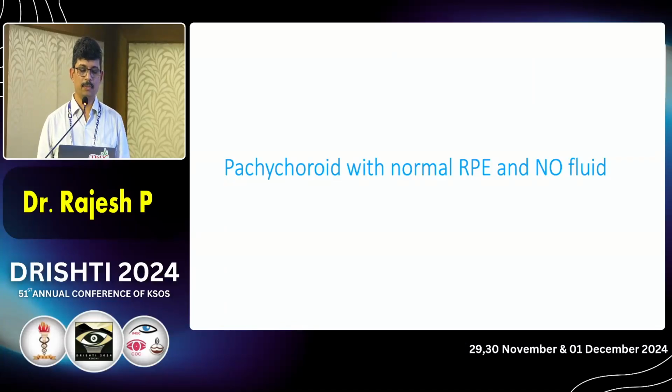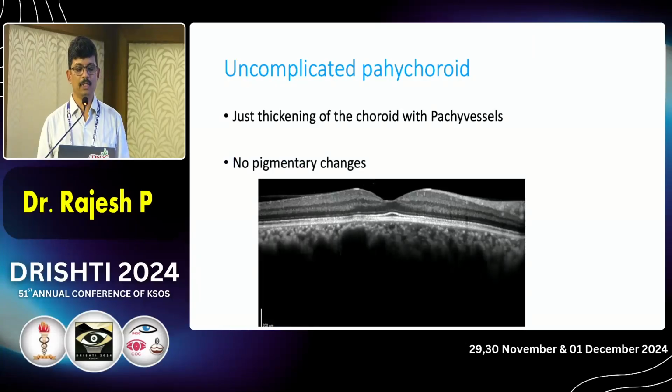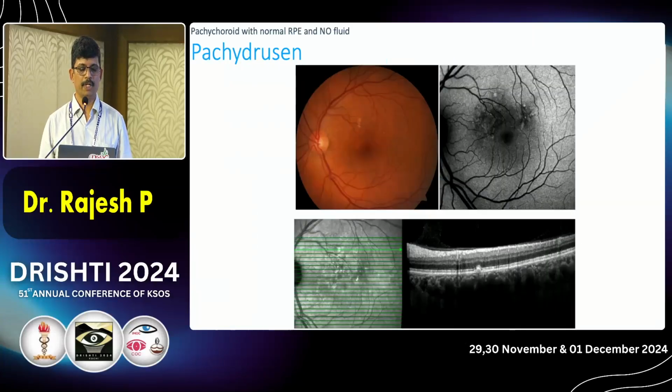So we look at the patients with pachychoroid with normal RPE and no fluid. Initially, some of the patients will have only a pachychoroid. There will not be any pigmentary changes. There will not be any fluid, and this is called the uncomplicated pachychoroid. So these patients just require observation, and subsequently, over a period of time, the patient can develop features of other pachychoroid diseases. Pachydrusen is where you see a drusen in a pachychoroid.